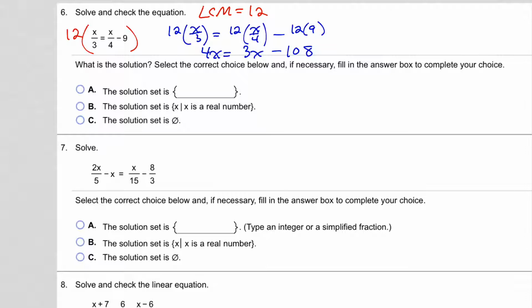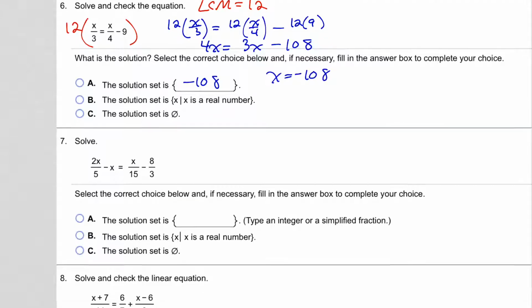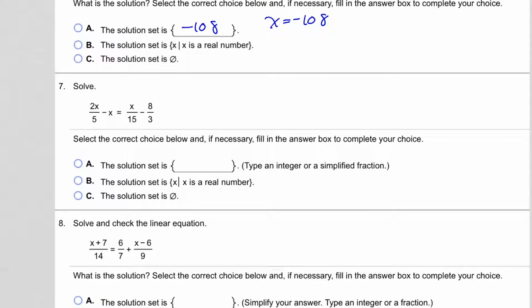Then subtract the 3 from both sides. It gives us x equals negative 108. And that's our solution set. Number 7. LCM in this case is 15. Multiply everything by 15.